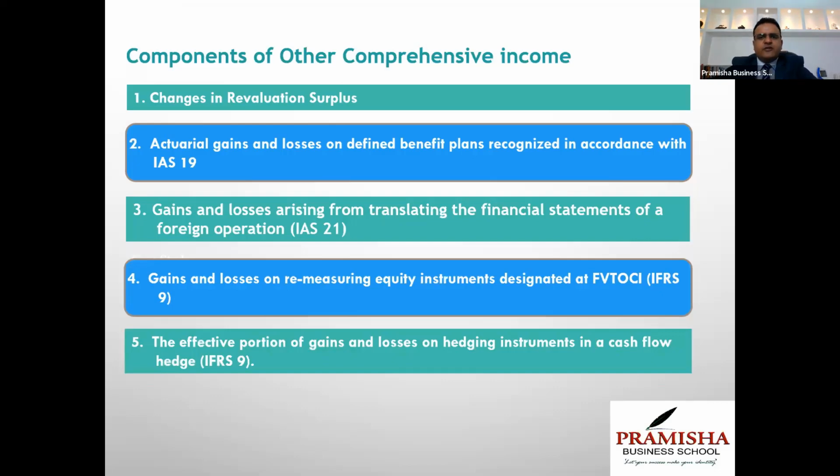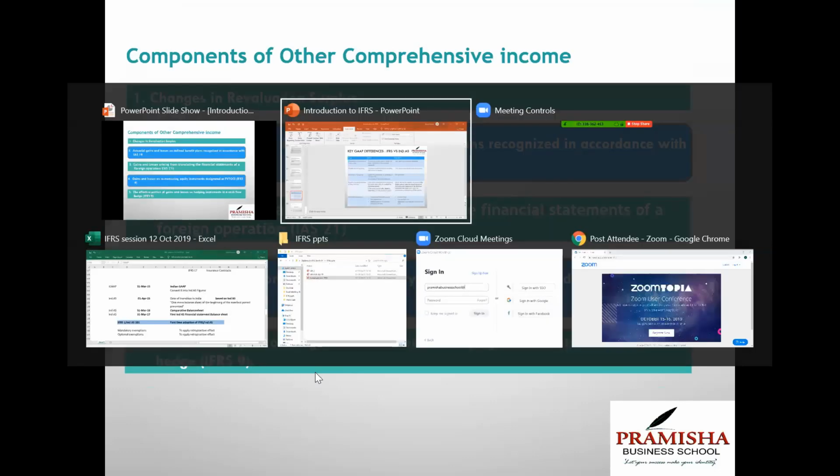What are the components of other comprehensive income? If you look, there are a limited number of items in other comprehensive income. There is a separate statement. So it begins like this.